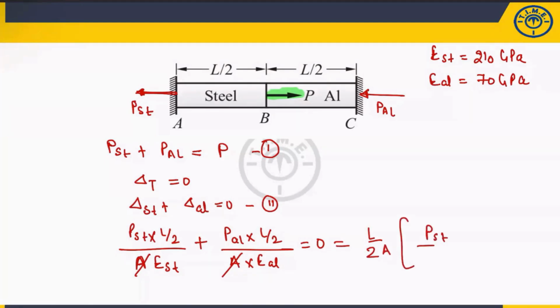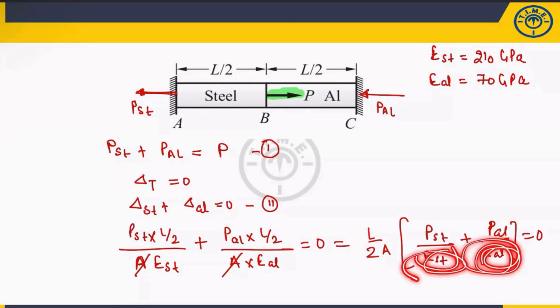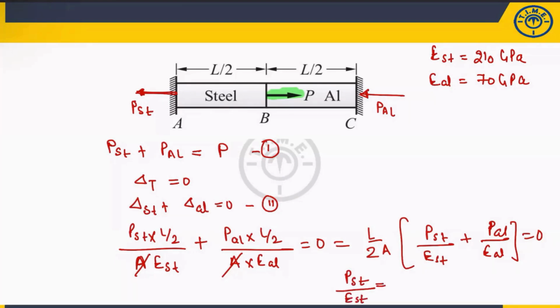So what value will you get? P steel over E steel plus P aluminum over E aluminum is equal to 0. This value you know already. That means, can I get the relation between these two? Yes. So I can write P of steel divided by E steel is equal to minus P aluminum by E aluminum.